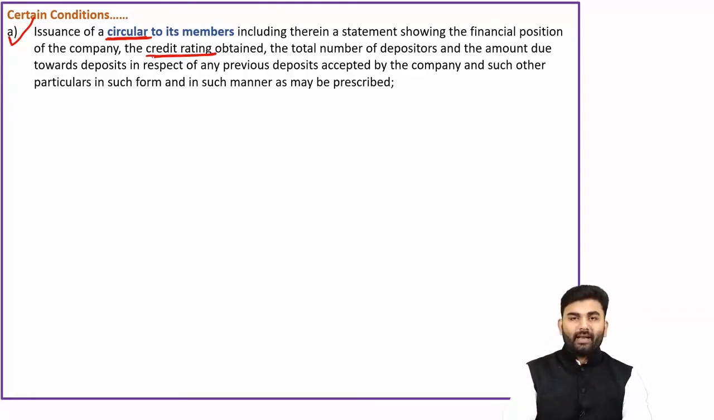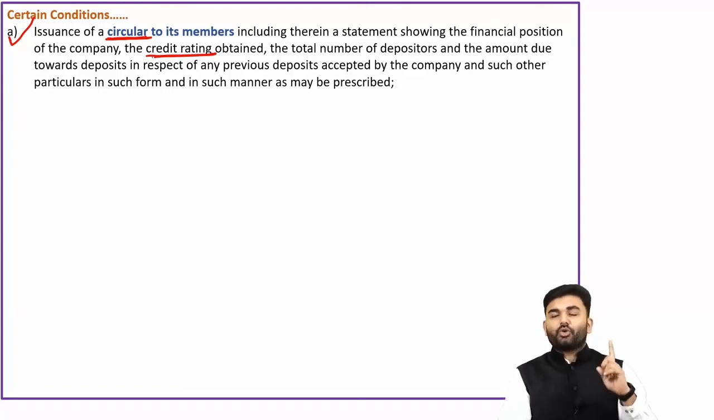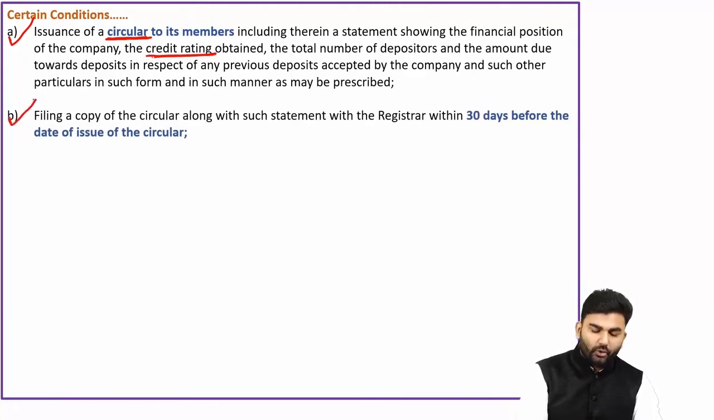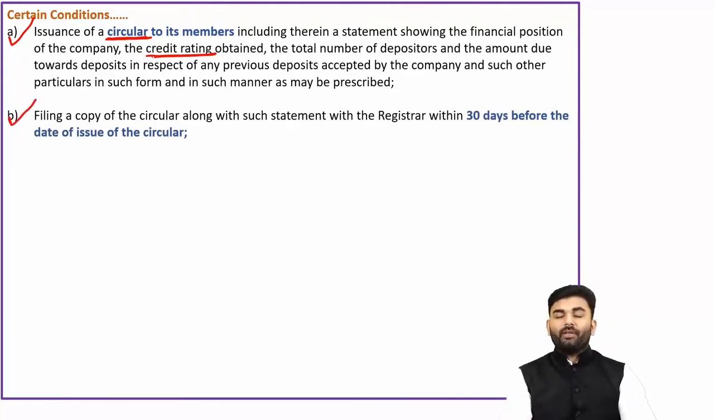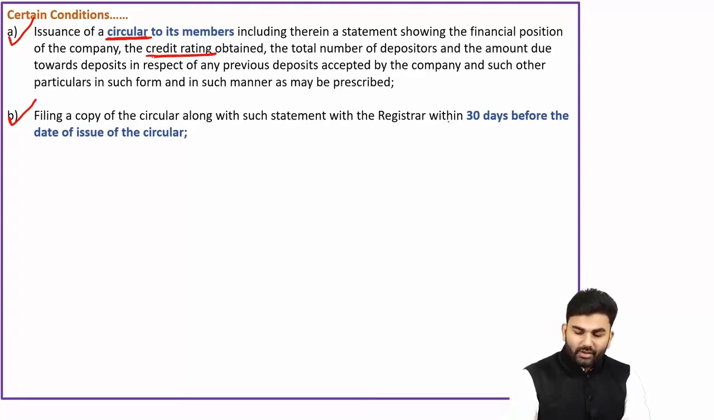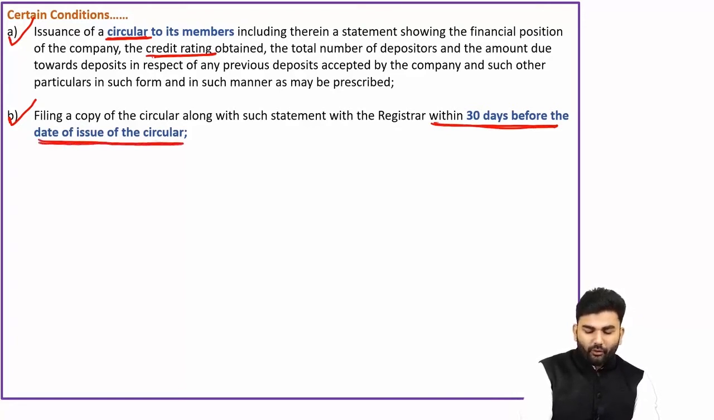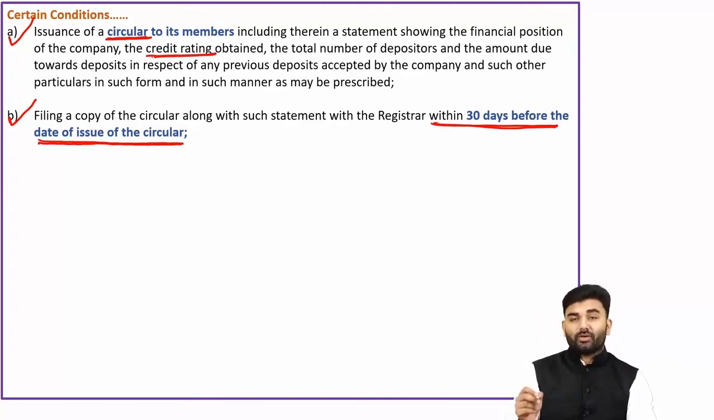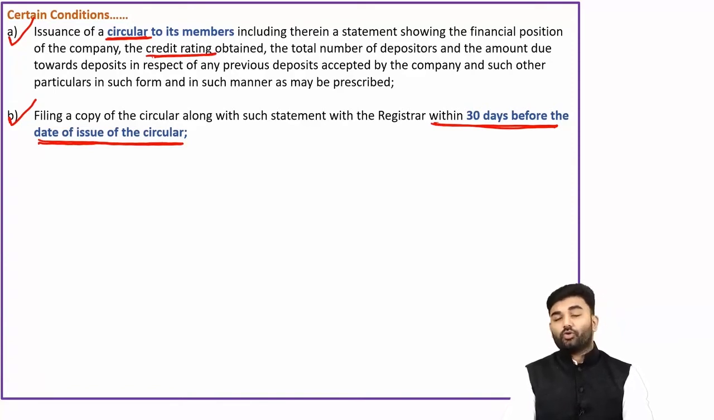Over here, once the company has prepared the circular, before issuing the circular to its members, the company shall first file the copy of the circular to the ROC. Such circular should be filed with ROC at least 30 days before issuing the circular. So if the company is planning to issue the circular on 31st of the month, then the circular should be filed with ROC at least by 1st of that month.